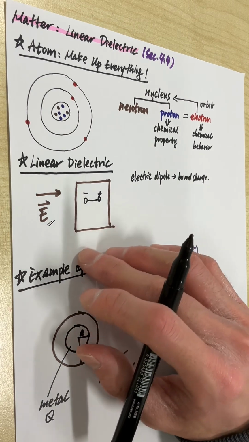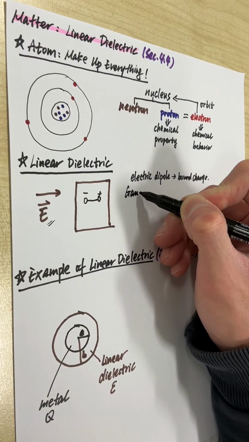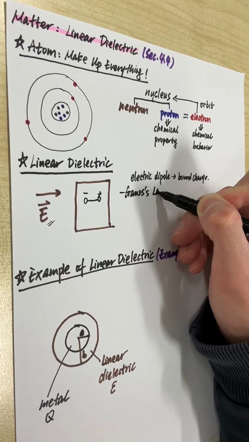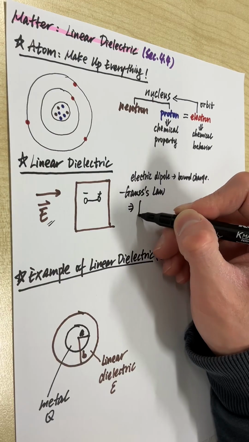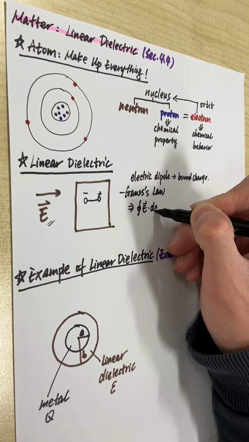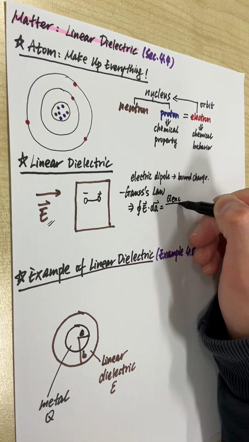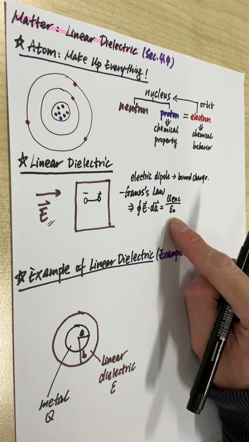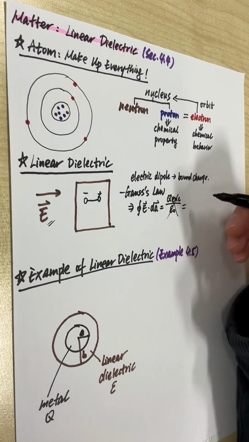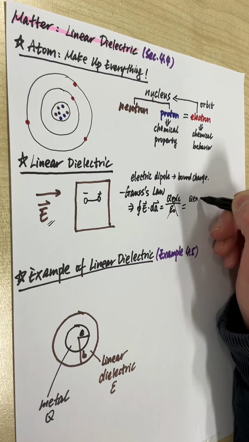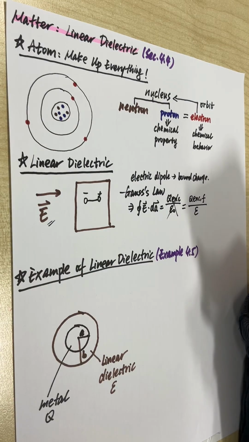So in this situation, Gauss' law still stands, but we need to modify it for linear dielectric, especially. So Gauss' law, we have the integral form, which is the flux of electric field equal to the total charge enclosed divided by epsilon 0, which is the permittivity of free space. But now for linear dielectric, we need to modify this. This should equal the total free charge divided by the permittivity of the material.